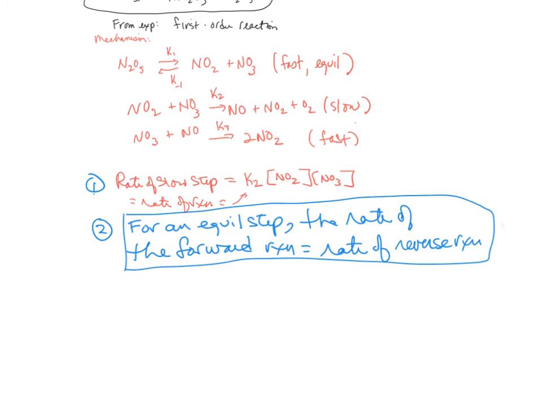So when we write rate laws for the mechanistic steps, it's always in terms of the reactant. So the rate of the second step would be K2 times NO2 to the first power times NO3 to the first power. The rate for the third step would be K3 times NO3 to the first power times NO to the first power. So it's always in terms of the reactants, what's on the left.